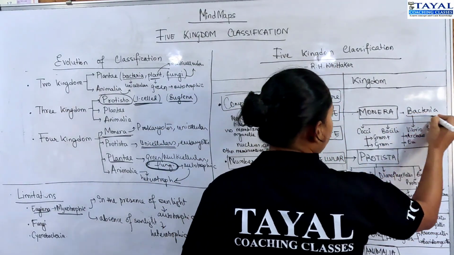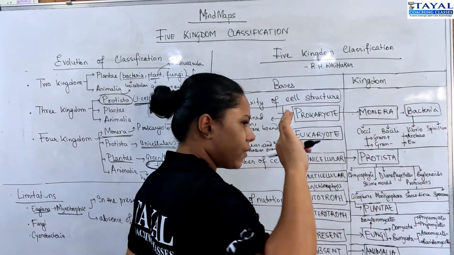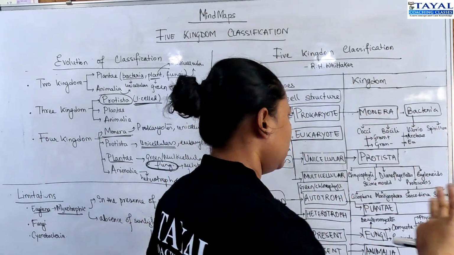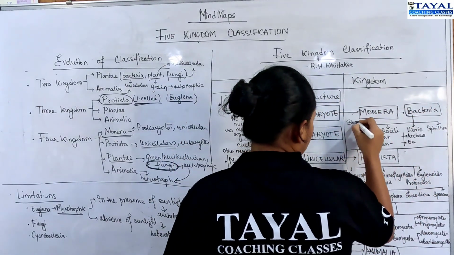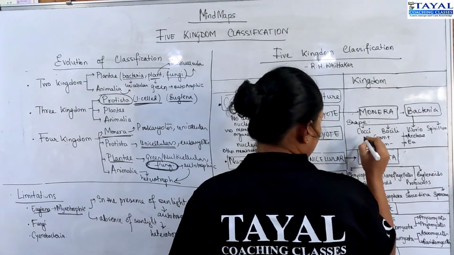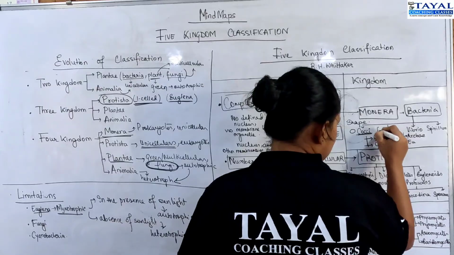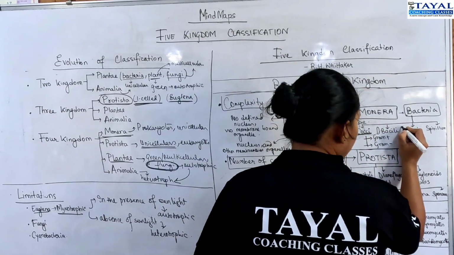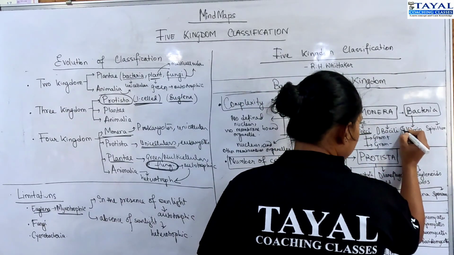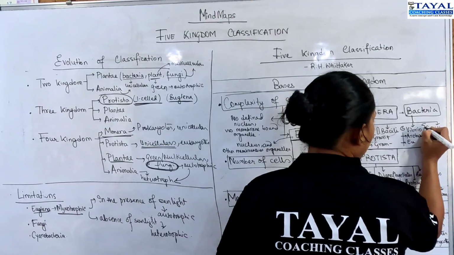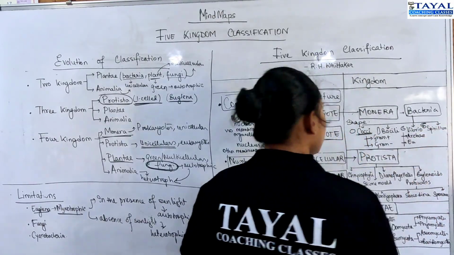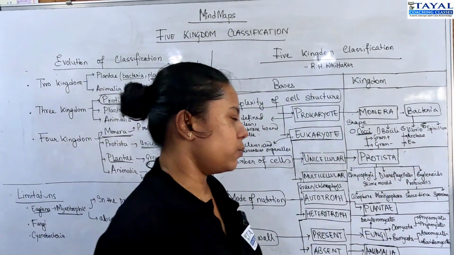So bacteria. Bacteria can be classified on the basis of 3 things. One is their shape. If you classify on the basis of shape, then cocci is round, bacilli is rod shaped, Vibrio is comma shaped, and spirillum is spiral. These are the 4 shape based.